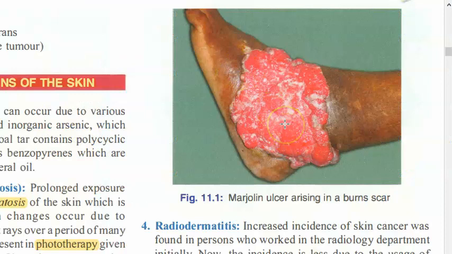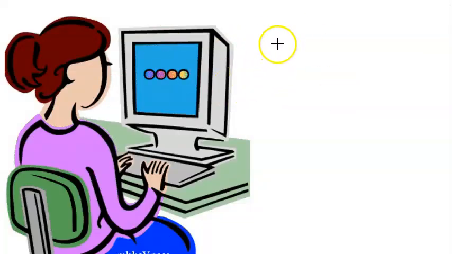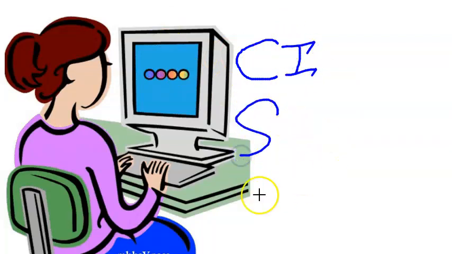Here they are showing you the Marjolin's ulcer arising from a burn scar. But remember, this is a malignant condition. In this question, they're asking you the pre-malignant lesions of the skin. So here you will say chronic scar, which will lead to this Marjolin's ulcer, which is the malignant condition. The pre-malignant condition is the chronic scar. We are looking at the pre-malignant conditions of the skin. So we saw chronic irritation, then sun exposure, hyperkeratosis, etc. Then we saw chronic scar.